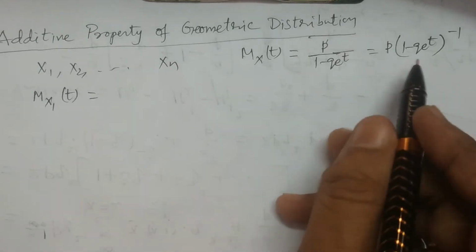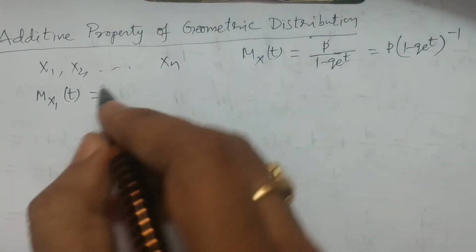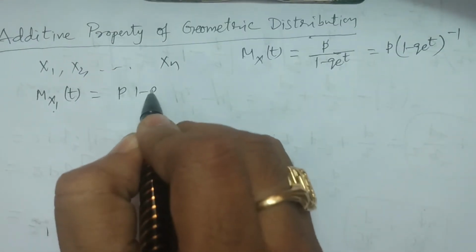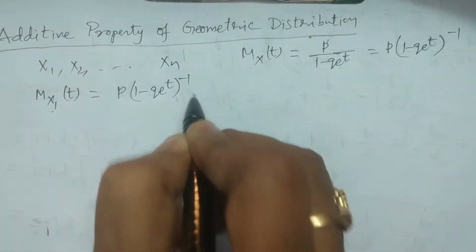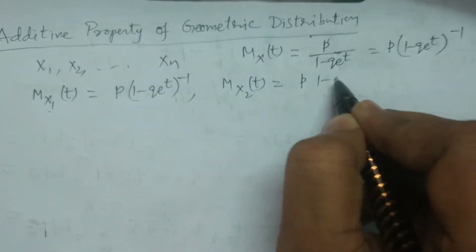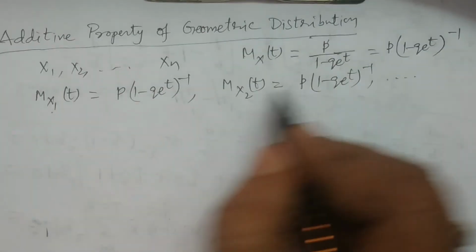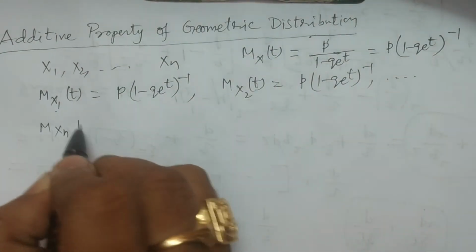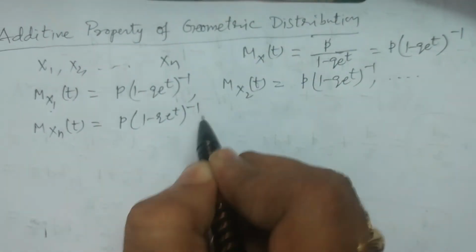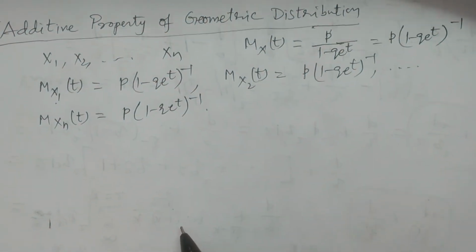Now, the same moment generating function applies for all of M_X1(t), M_X2(t) and so on. For the variable X1, the moment generating function is p into (1 minus q e^t) whole power minus 1. For the variable X2, M_X2(t) is also p into (1 minus q e^t) whole power minus 1, because they are all identically distributed and independent, and so on. For Xn, it is also p into (1 minus q e^t) whole power minus 1. This is the moment generating function I have written for all of X1, X2 and so on up to Xn.